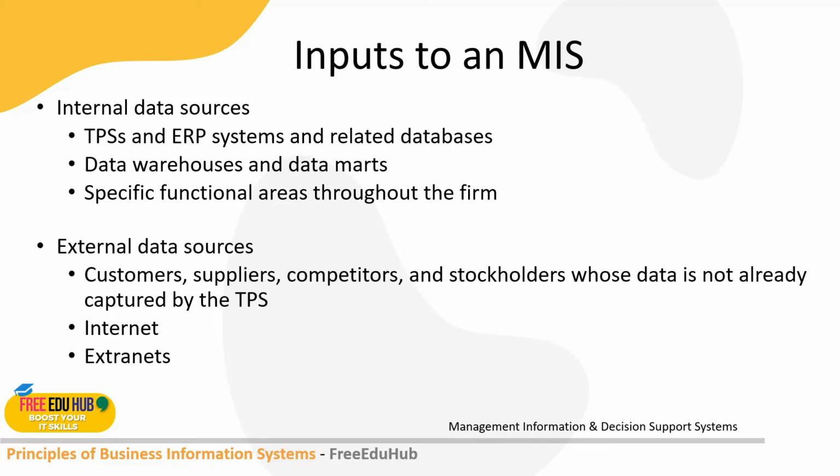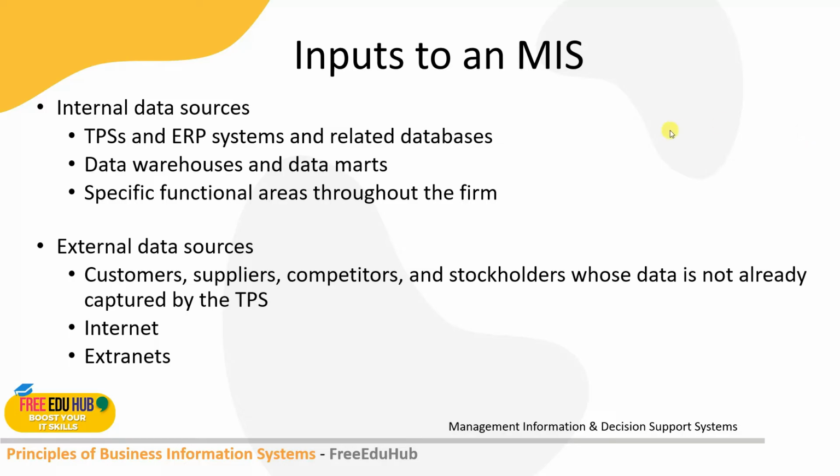Now the external data sources could be customers, data about them, data about the suppliers, data about the competitors and the stockholders whose data is not already captured by the transaction processing systems. Now we are collecting the data through the internet or through the extranet. Through the internet is that if our applications are available on the internet and we are accessing the databases through the web interface, the data would be coming from there to your central database and it would be stored over there. Through the extranet is if two organizations are talking to each other and they are sharing certain items for business purposes, that data would be collected from the extranets.